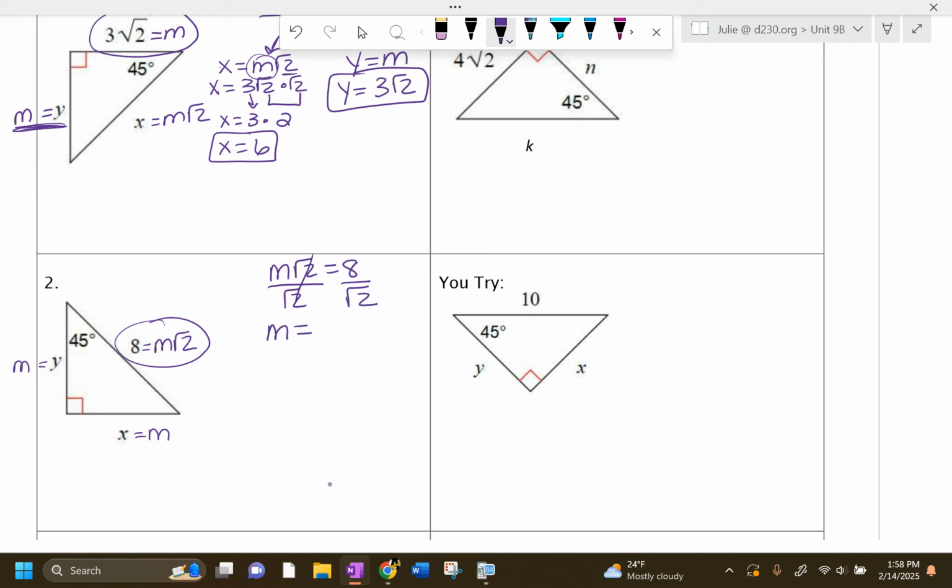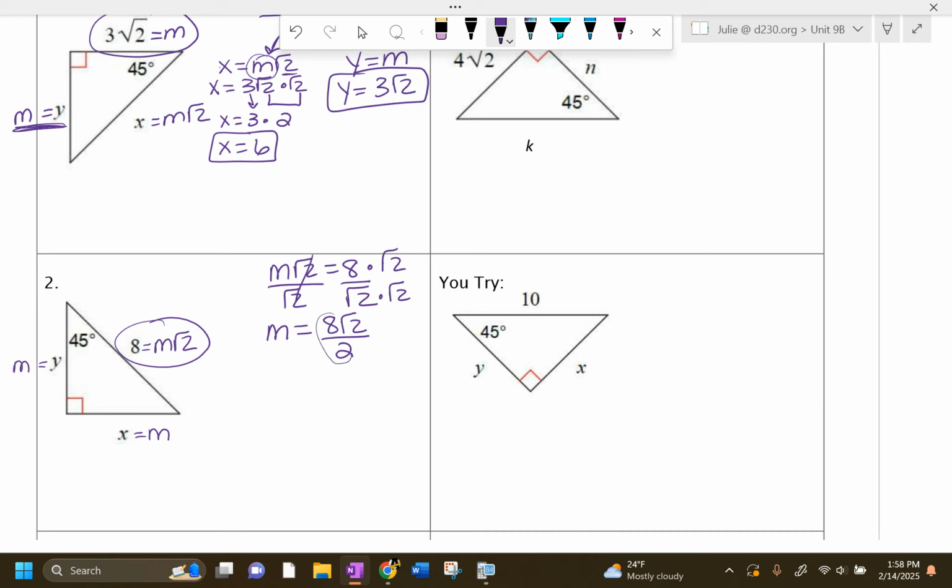All right, now 8 divided by square root of 2 is on the right-hand side. We cannot leave a square root in the denominator. So we have to multiply the top and bottom by the square root of 2. On the top, I just have 8 square root 2. I can't simplify those together because one's inside the radical, one's outside the radical. And then square root 2 times square root 2 is 2.